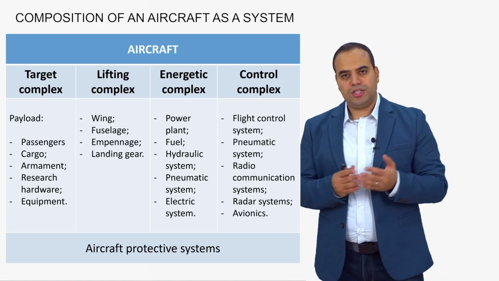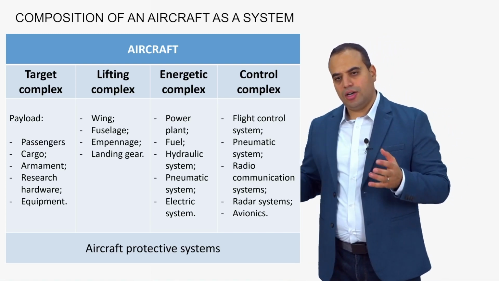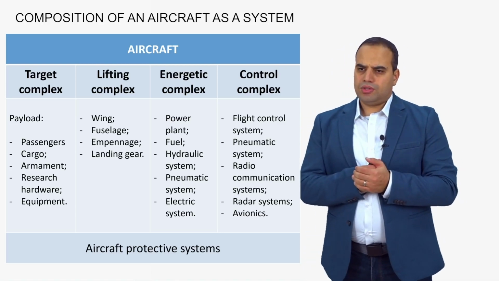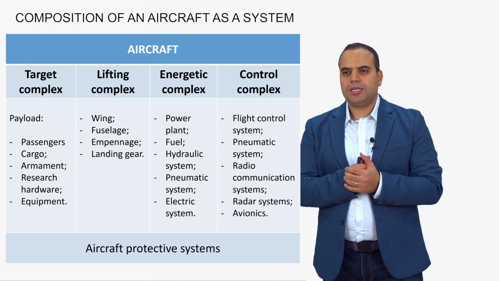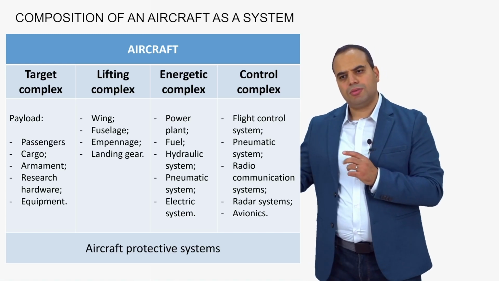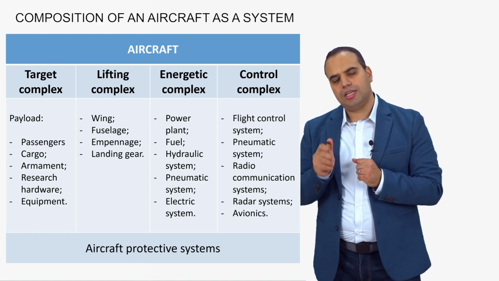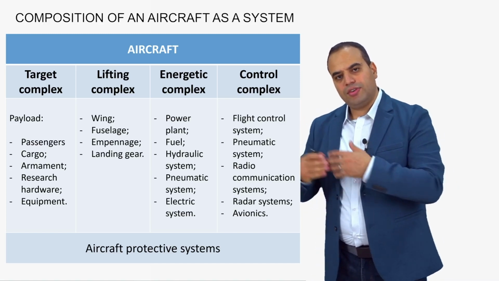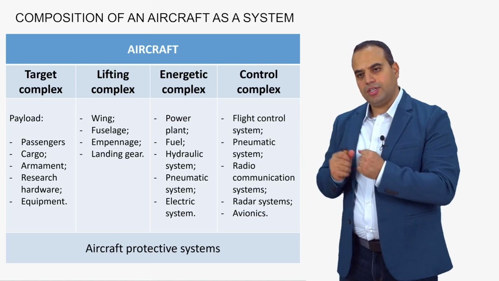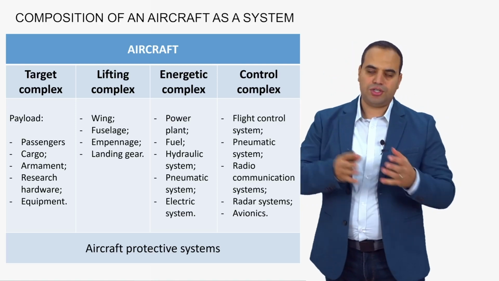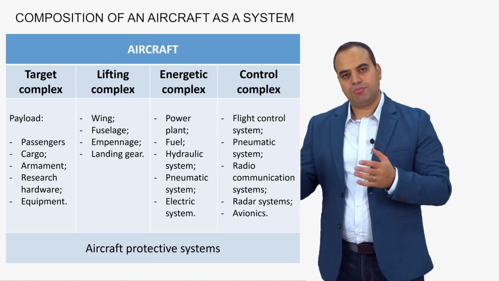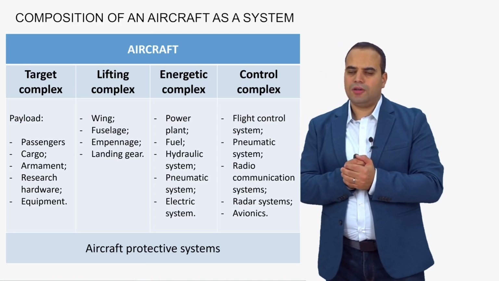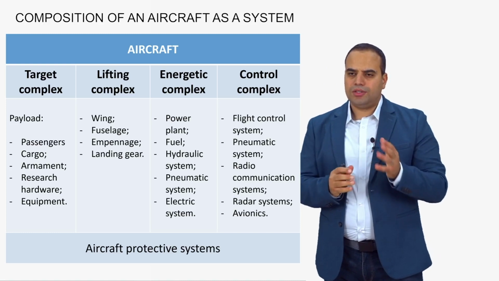And also to provide every other system with the energy it needs for functioning. So here we have some other sub-complexes in this energetic complex. That includes, for example, the fuel, the hydraulic system, the pneumatic system, the electric system. So all of these systems are required to both provide the energy, and they themselves require the energy from the power plant, right? So the engine provides the energy to all of these systems, and these systems provide all of the other systems with the functioning required.